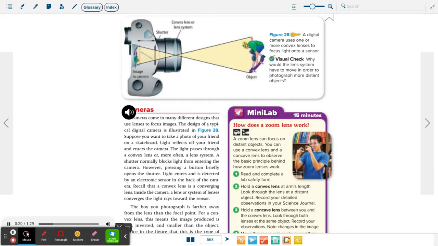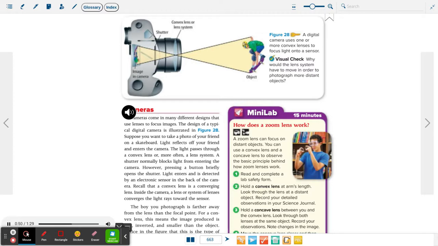The light passes through a convex lens or, more often, a lens system. A shutter normally blocks light from entering the camera. However, pressing a button briefly opens the shutter. Light enters and is detected by an electronic sensor in the back of the camera. Recall that a convex lens is a converging lens. Inside the camera, a lens or system of lenses converges the light rays toward the sensor.